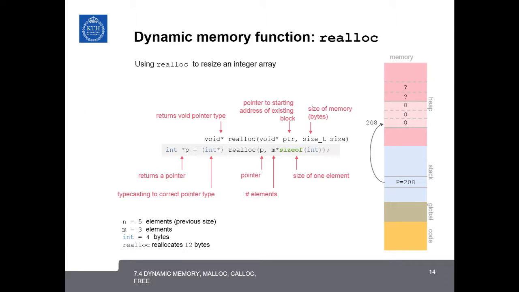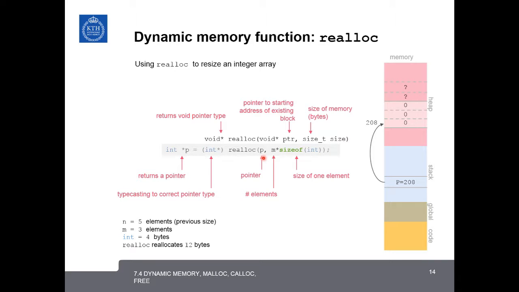Realloc is a function we can use to resize memory that has already been allocated by the operating system. Here we have an example where we use realloc to resize the array we had previously assigned using malloc and calloc. So in the previous example, we had asked for an array with 5 elements, and now we want to resize it to be an array with 3 elements.